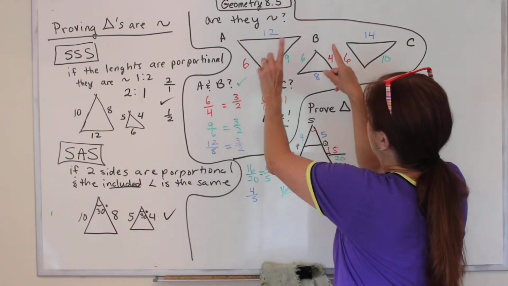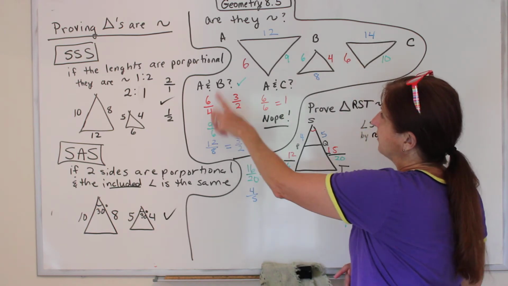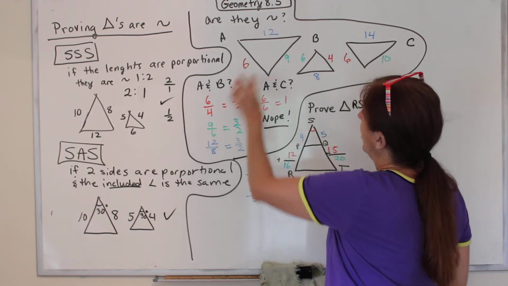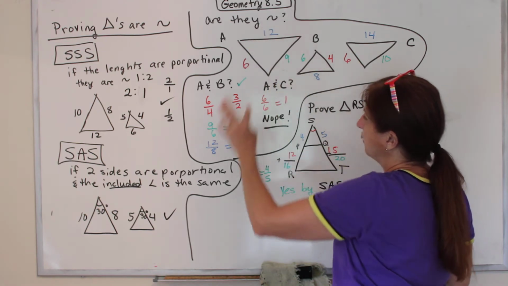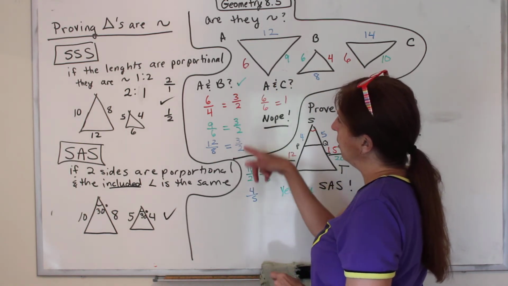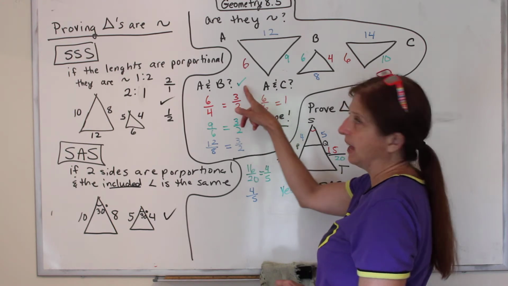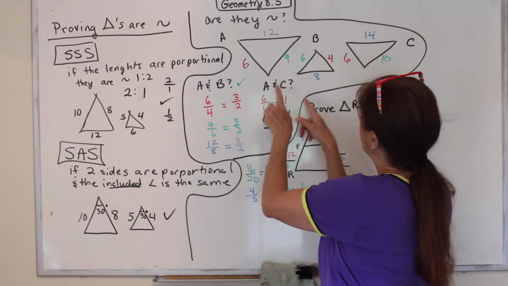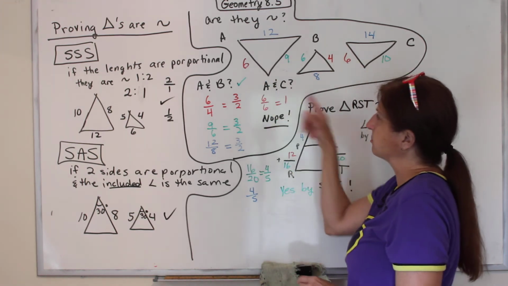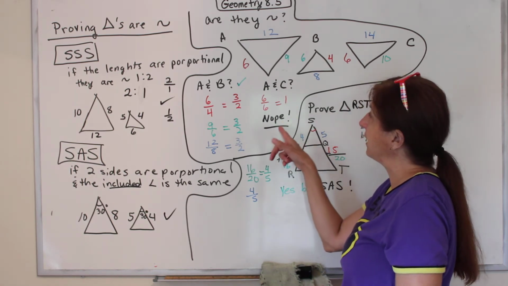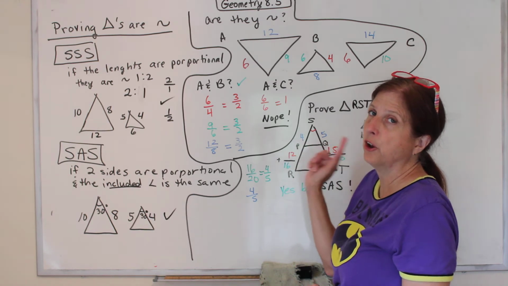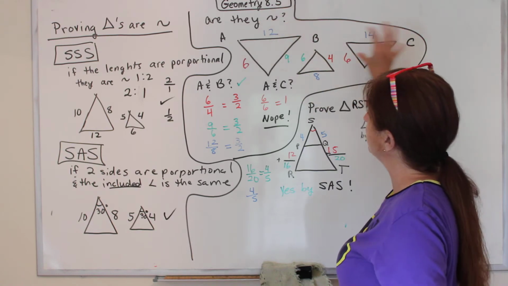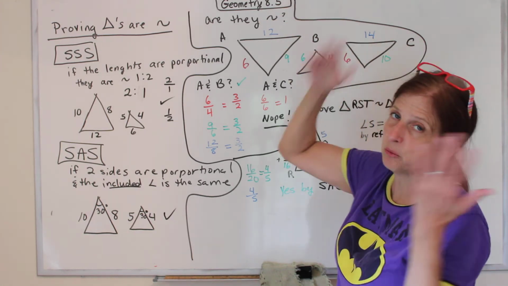Okay, so first I'm going to compare A and B. I'm going to compare their shortest side, putting the big triangle on top for each one. So 6 is to 4, as 9 is to 6, as 12 is to 8. And if I reduce them, they all made 3 halves, so yes, those are similar. So now I'm going to check A to C. The first one I did was the smallest ones, and it was 6 to 6, which is 1. I don't even have to do the rest, because I know the answer is nope. Absolutely nope. And I know if C is not similar to A, it's not similar to B, because A and B are similar to each other.